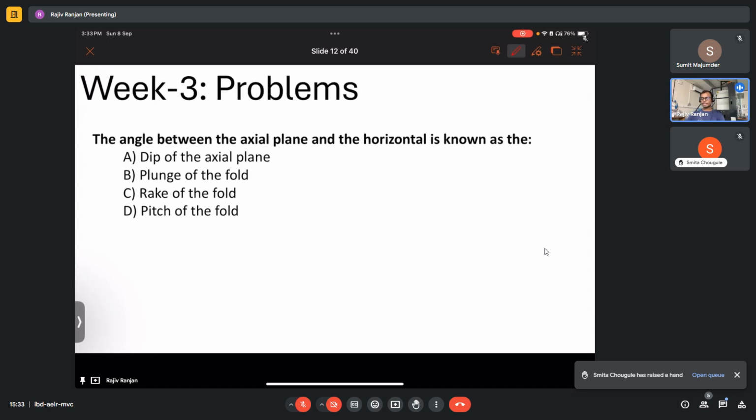The angle between the axial plane and the horizontal is known as... I discussed this in the last class also. The angle between the axial plane and the horizontal is known as dip, plunge, rake, or pitch.